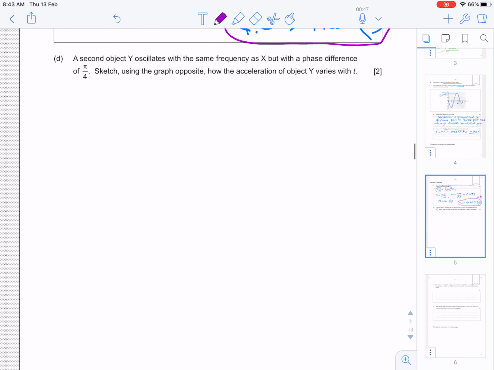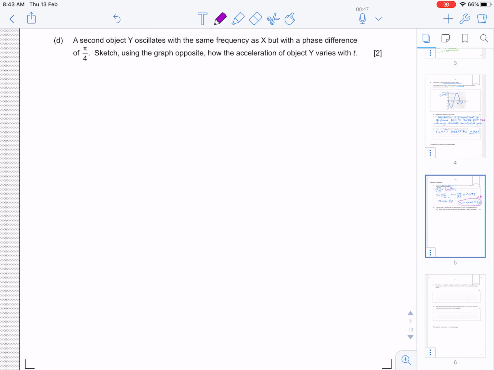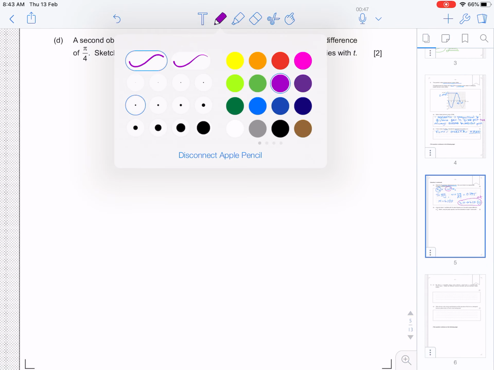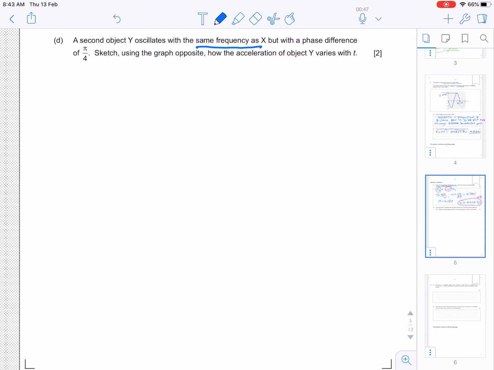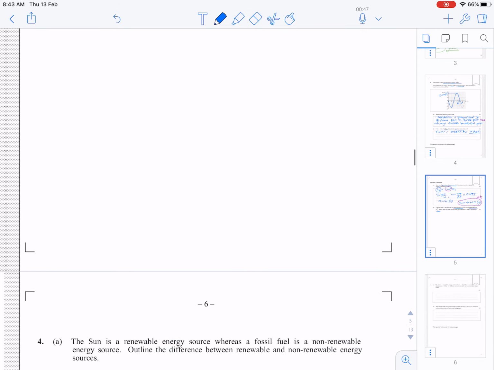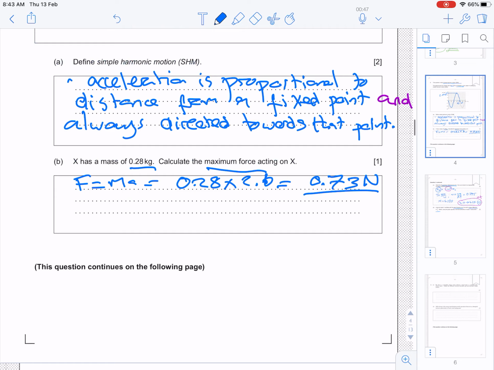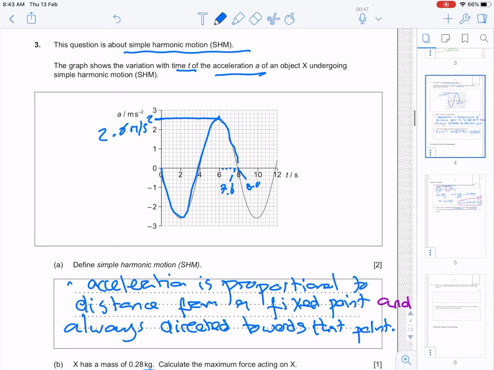All right, part D. The second object, y, oscillates with the same frequency, but with a phase difference of pi by 4. Sketch using the graph opposite how the acceleration of the object y varies with t. So we're going to have to draw on this graph that I've kind of drawn on a lot already. So let's just remove that line. Let's remove this. So pi by 4.